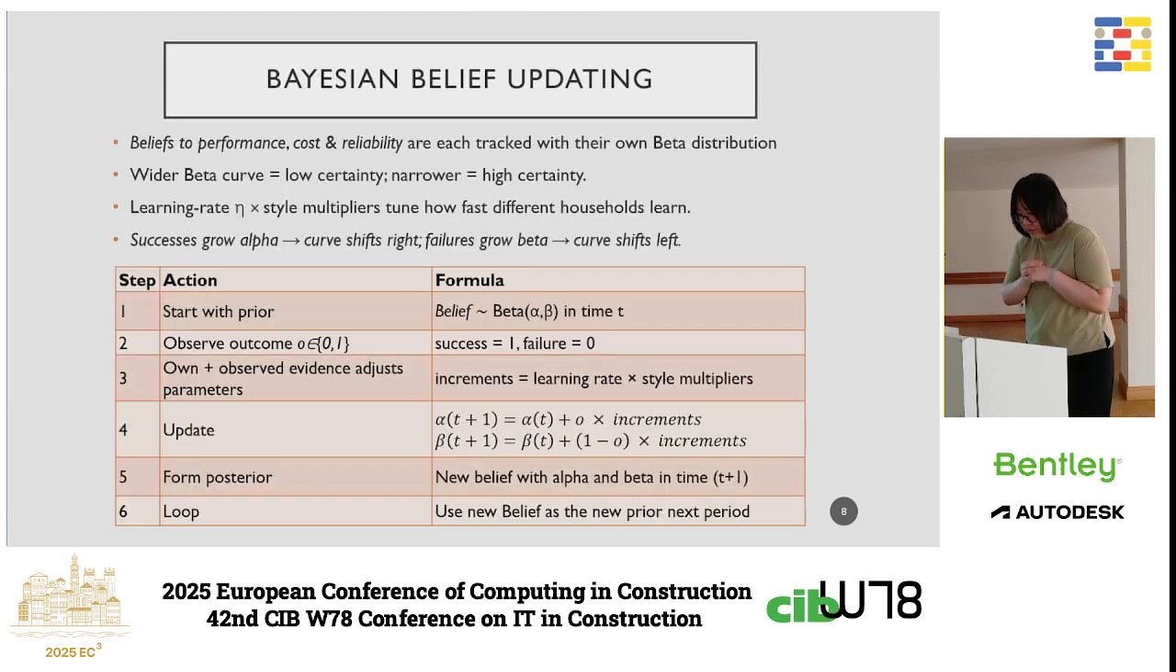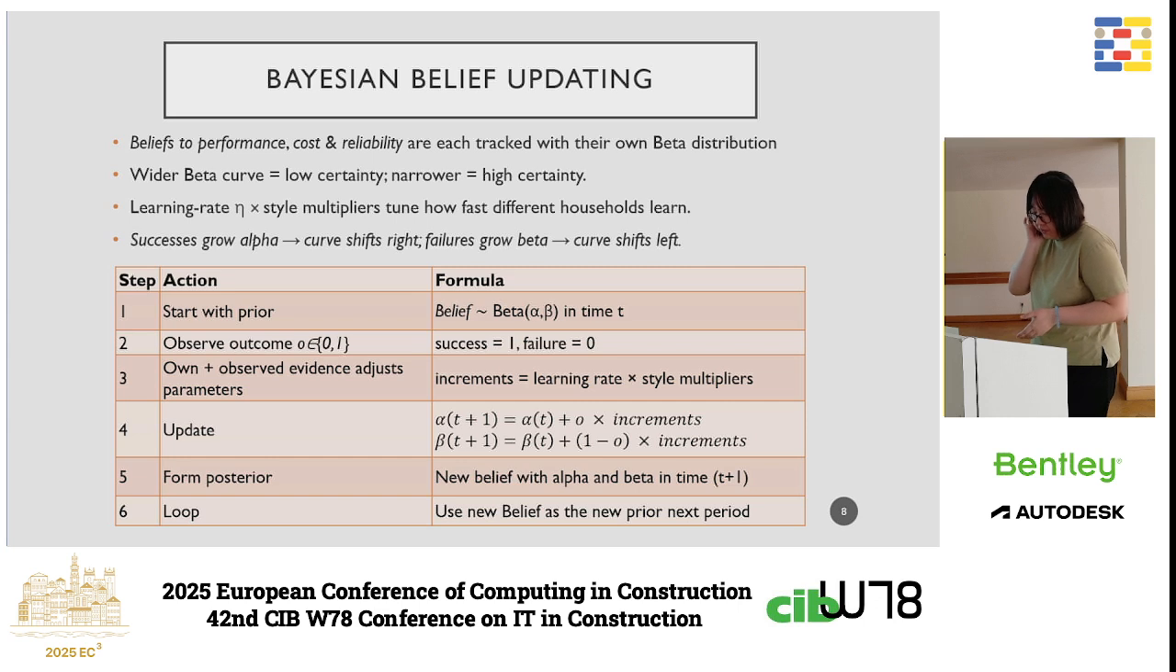Let's go further into the Bayesian belief updating. Each household carries a beta distribution for performance, cost effectiveness, and the reliability of every technology. When they or a neighbor have a good outcome, the success parameter, alpha, increases, and a bad outcome raises beta. Updates are mathematically clean and beliefs gradually become narrow, meaning the household grows more certain.